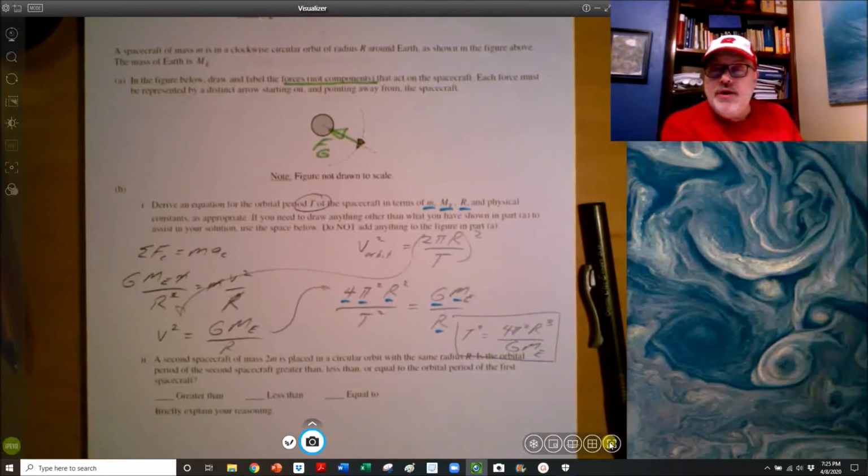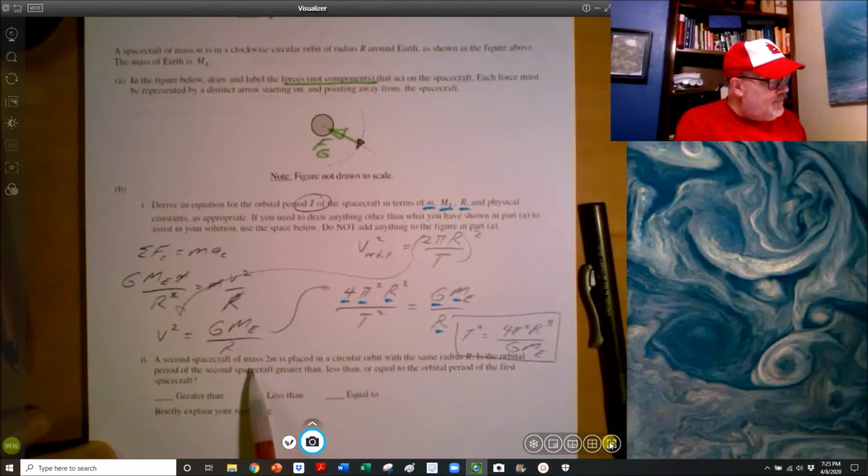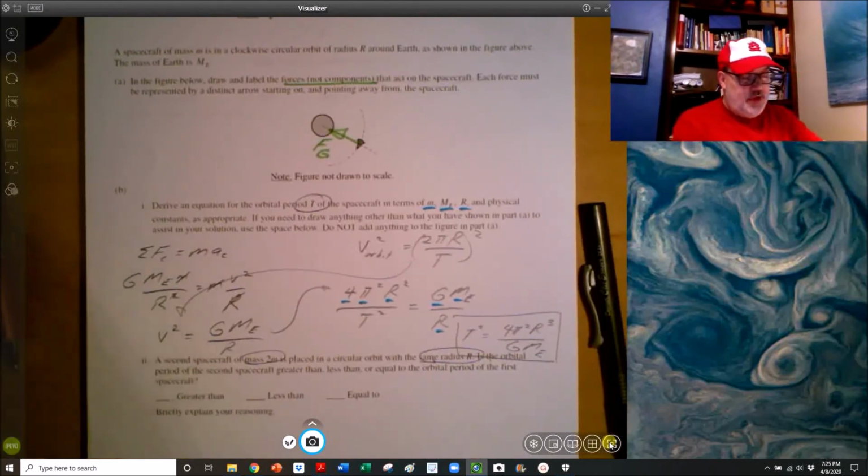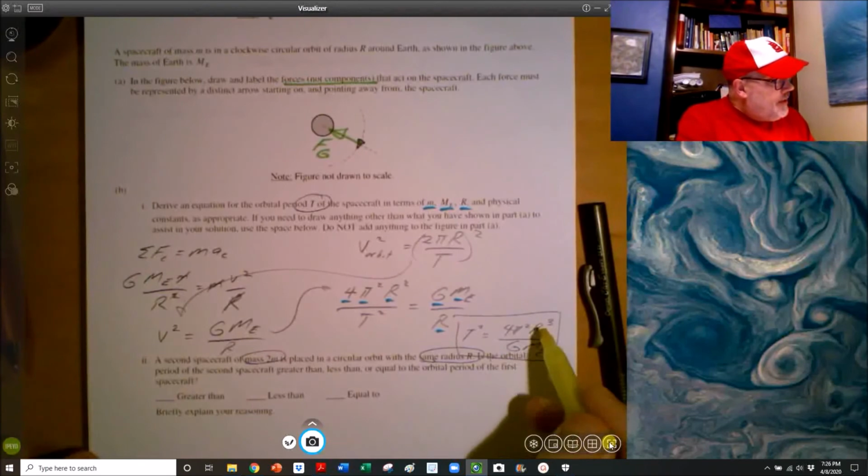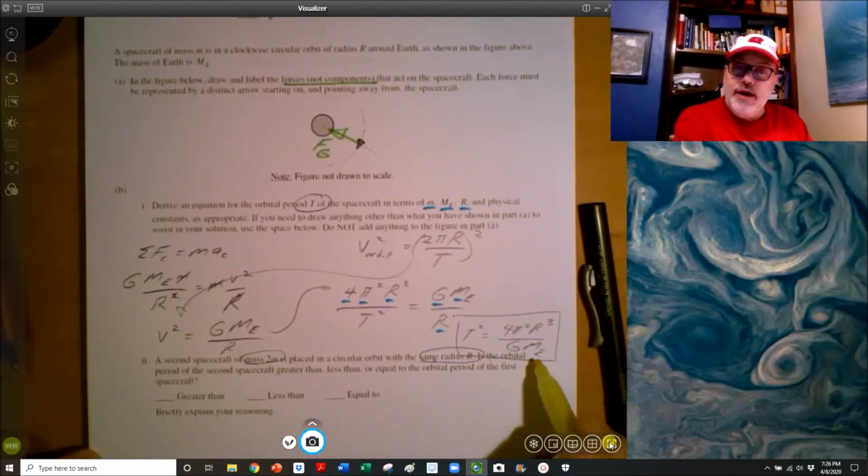For our last one, or last one on this page anyway, it says a second spacecraft of mass 2m is placed in a circular orbit of the same radius r. What does that do to the time period? Well, the answer is, look at our equation. 2m. Oh, that's the wrong m. That's the mass of the Earth.